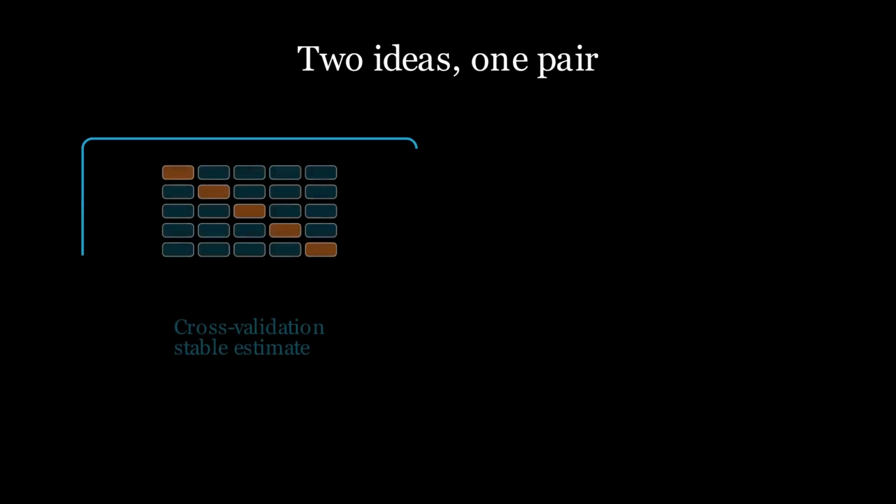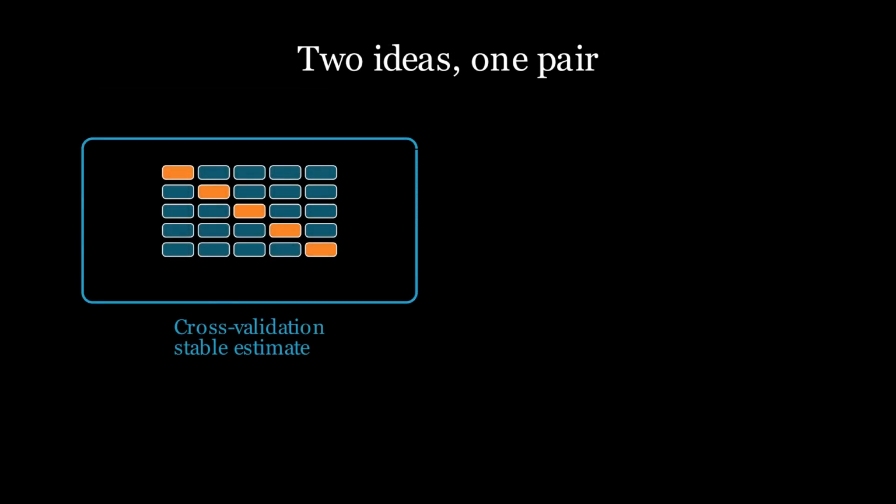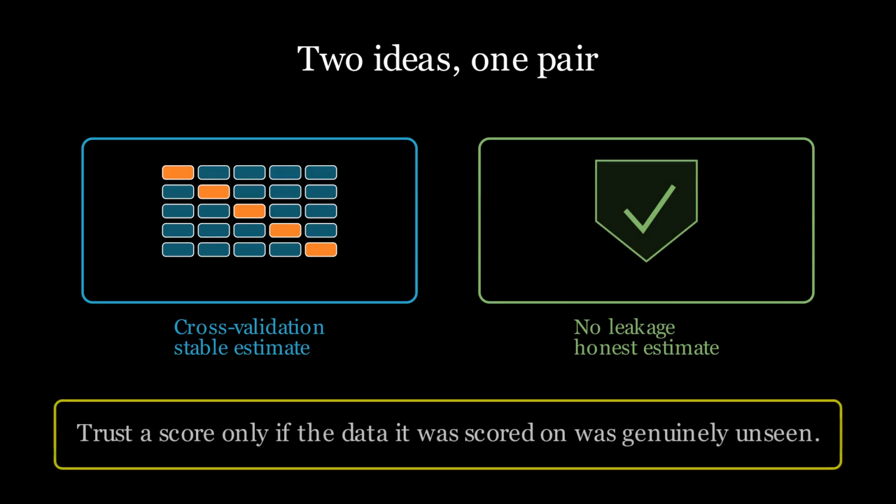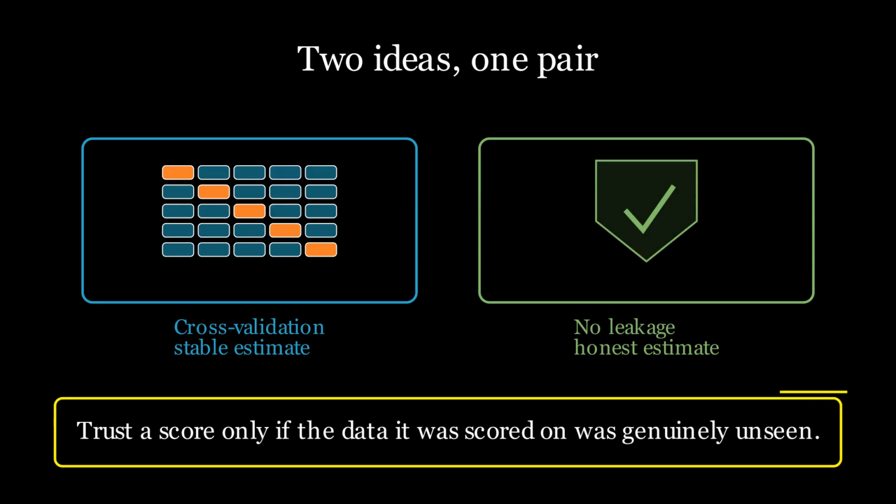So, two ideas that work as a pair. Cross-validation rotates the held-out fold so every point gets a turn, giving you a stable, honest estimate instead of one lucky split. But that honesty depends entirely on no leakage. Fit every learning step inside the fold, and make sure your split mirrors how the model will really be used. The one line to remember: trust a score only if the data it was scored on was genuinely unseen.